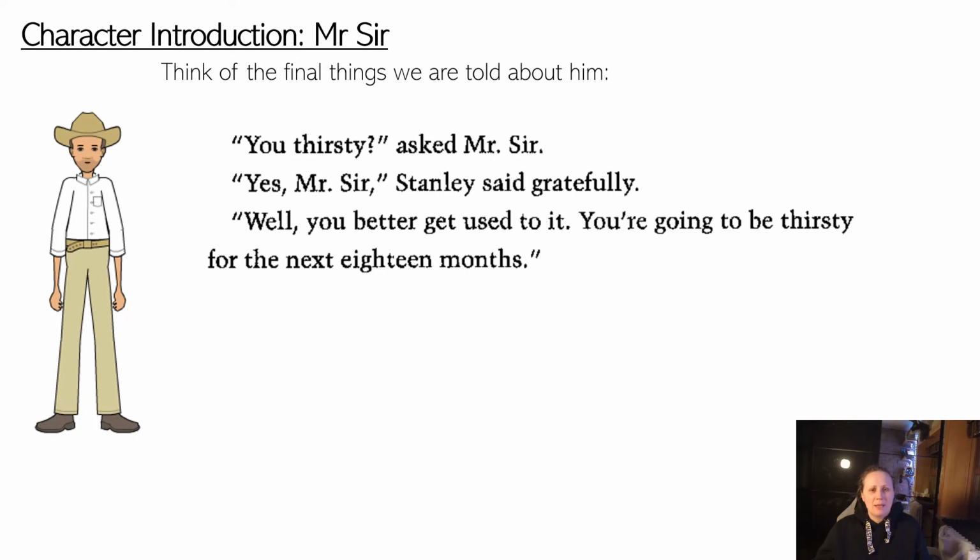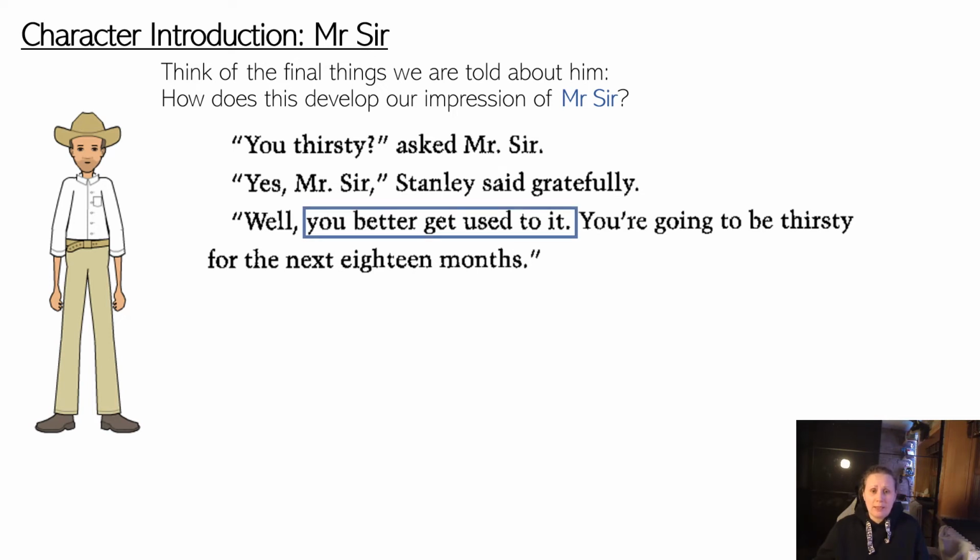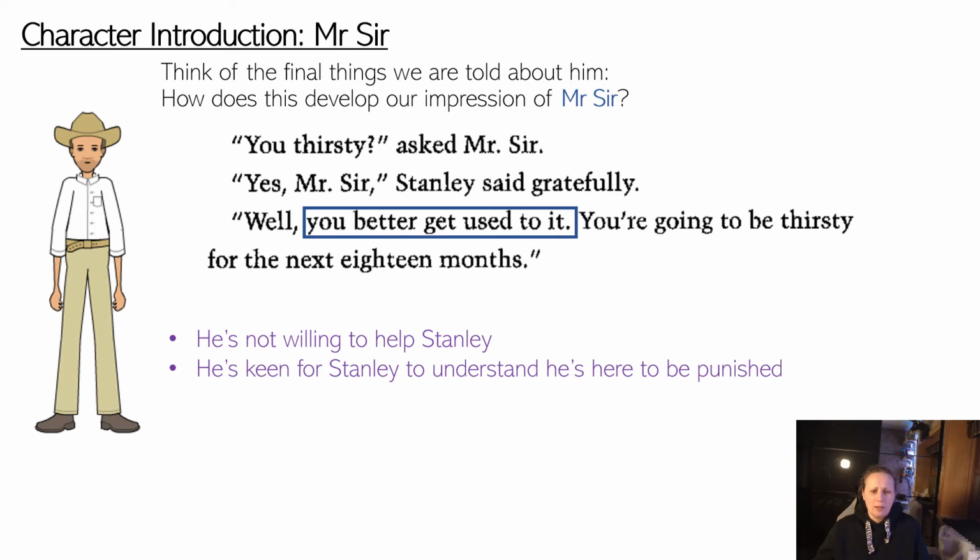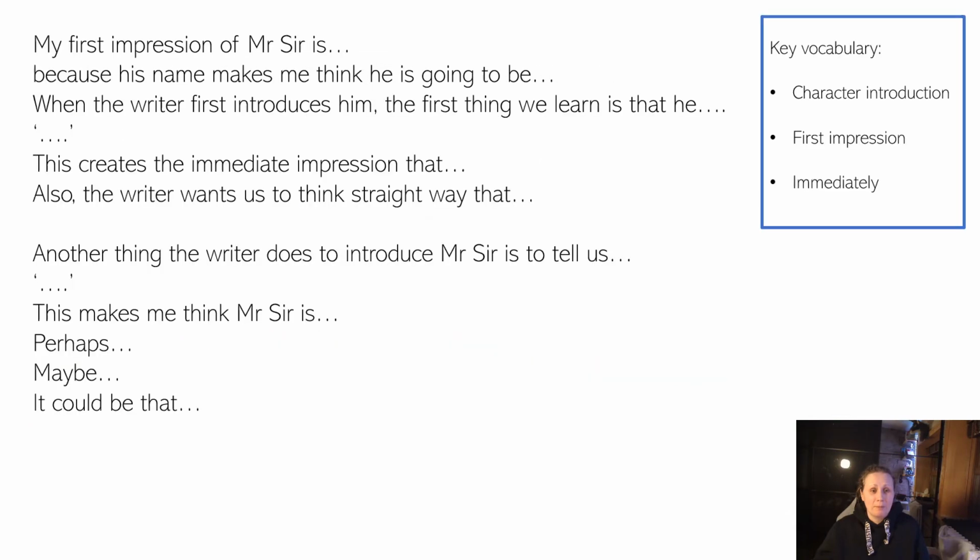Not a very long bit I've picked out. What is it in there that develops our impression of Mr. Sir? How has he been in that little bit of conversation? We had actions and words in our bullet points of what a writer does to introduce a character. "You better get used to it." How does he speak to him? It's not very nice, is it? He's not willing to help Stanley at all. It's not going to make anything easier for him. He's very keen for Stanley to understand he is here to be punished. It's not a Girl Scout camp. He kept repeating that line, didn't he, all the time in the chapter.